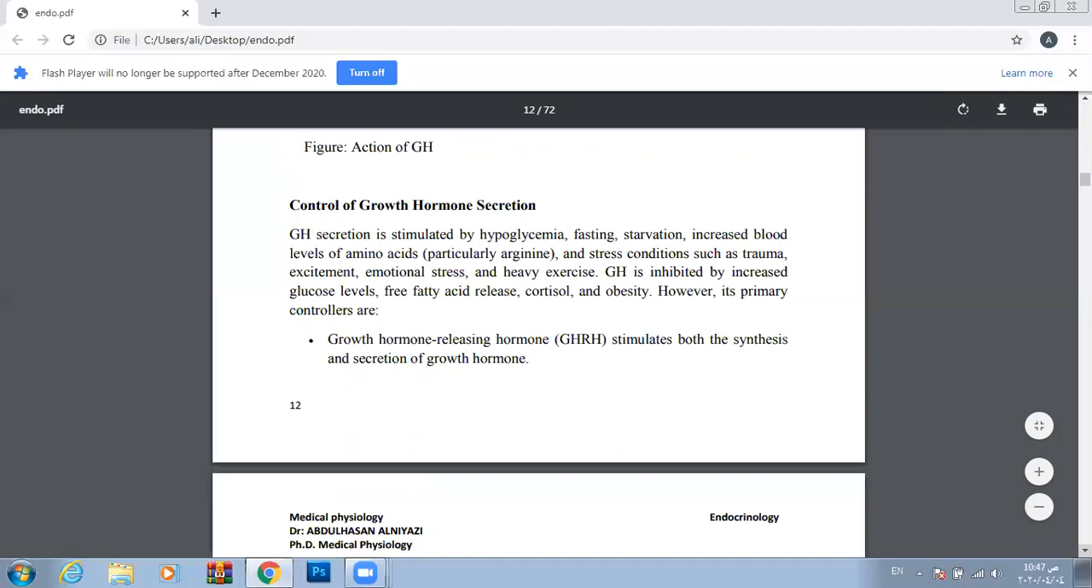Growth hormone is inhibited by شلون؟ Increase glucose level. قلنا كل ما يزداد السكر شنو يسوي؟ ينعكس على الجروث هرمون ويقلله. Fatty acid release, cortisol hormone, obesity. However, it's primarily controlled by the following.